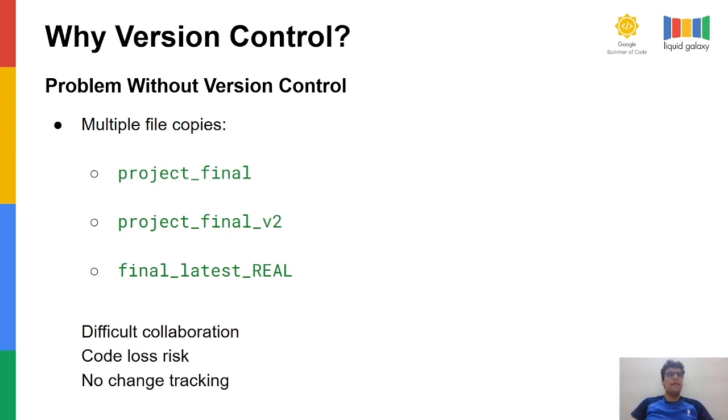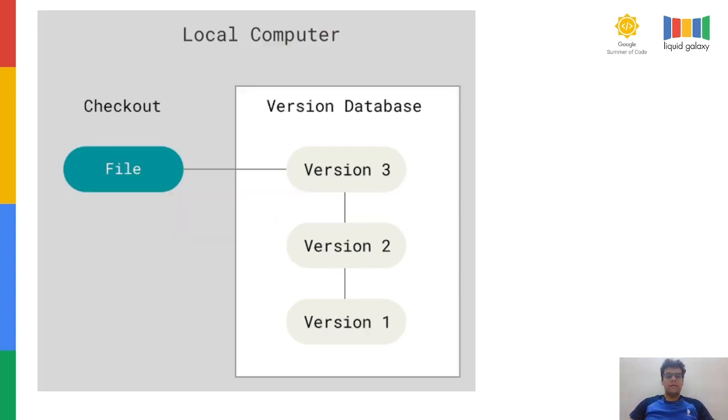So now let me ask you a question. If a bug appears in the final production, how do we know which change actually caused that? So you can test the previous versions, and the version which worked, you can make it the production version. So this is the reason why version control exists.